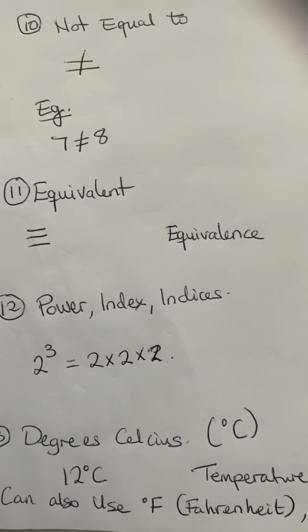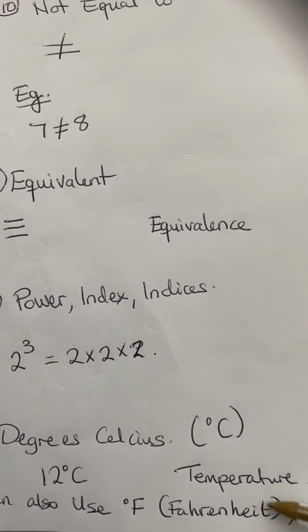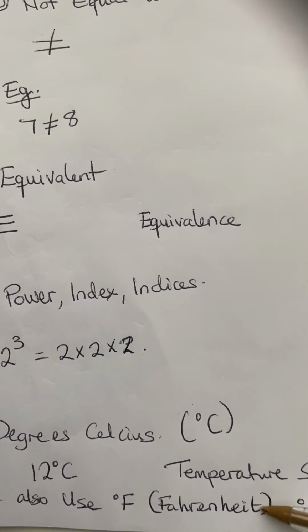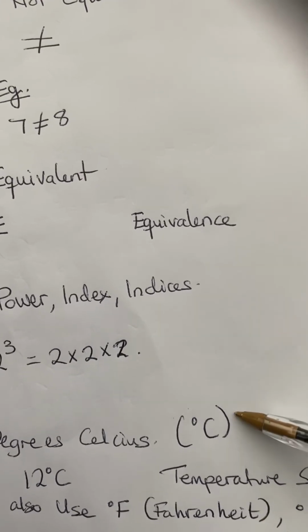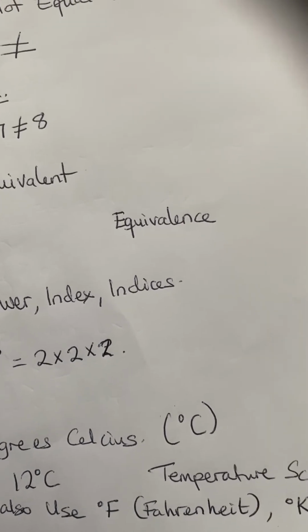You can also have Fahrenheit, where you have to convert Celsius to Fahrenheit or Fahrenheit to Celsius. All these you can use on the temperature scale. And then you can have Kelvin, and that is how it will look, Kelvin.